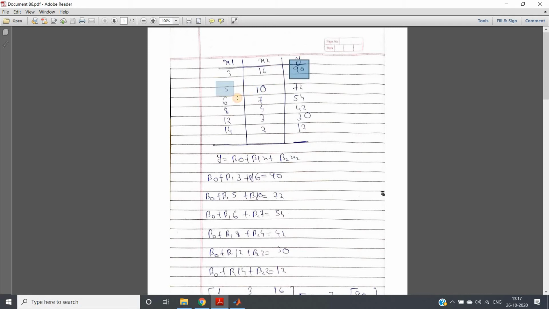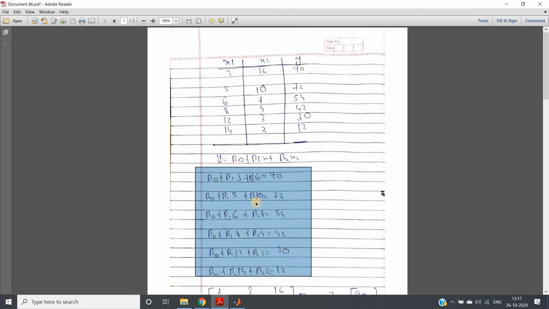Then beta naught plus beta 1 into 5 plus beta 2 into 10 equals 72. Then beta naught plus beta 1 into 6 plus beta 2 into 7 equals 54. Then beta naught plus beta 1 into 8 plus beta 2 into 4 equals 42. Then beta naught plus beta 1 into 12 plus beta 2 into 3 equals 30. Then beta naught plus beta 1 into 14 plus beta 2 into 2 equals 12. Like this, if we put the values, we will get this set of equations.